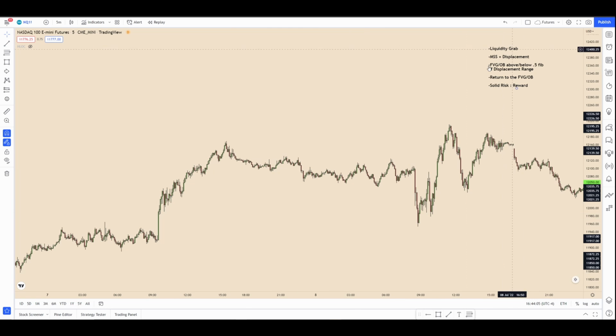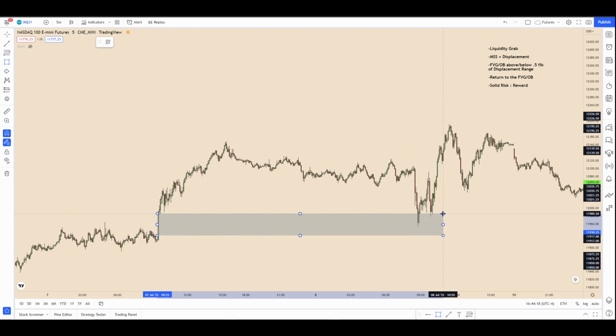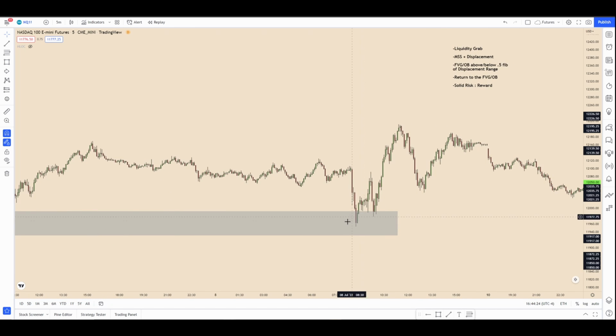But when I say liquidity grab, it doesn't always mean you have to run the lows and highs. You can also go into a higher time frame imbalance. Right? So if you look, this is your 5 minute right here, and that would be your 15-minute fair value gap that is left. And so this is still grabbing liquidity, right? Just a higher time frame reasoning.